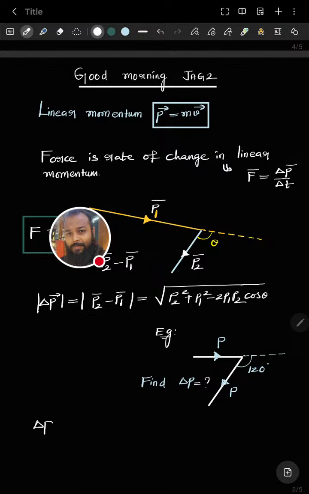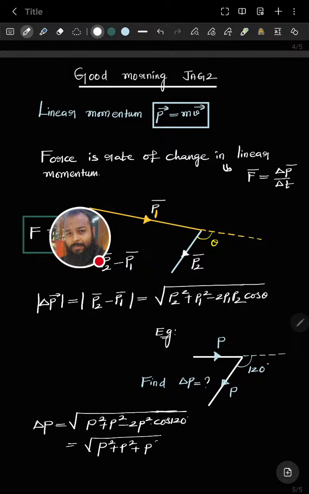So delta P is equal to root over. P2 square can be written as P square. P1 square is also P square. Minus 2 P1 P2 is P square into cos 120 degrees. What is the value of cos 120 degrees? Minus 1 by 2. So it becomes root over P square plus P square, cos 120 is minus 1 by 2, so it becomes plus P square. Very good. So this will give you root 3P.